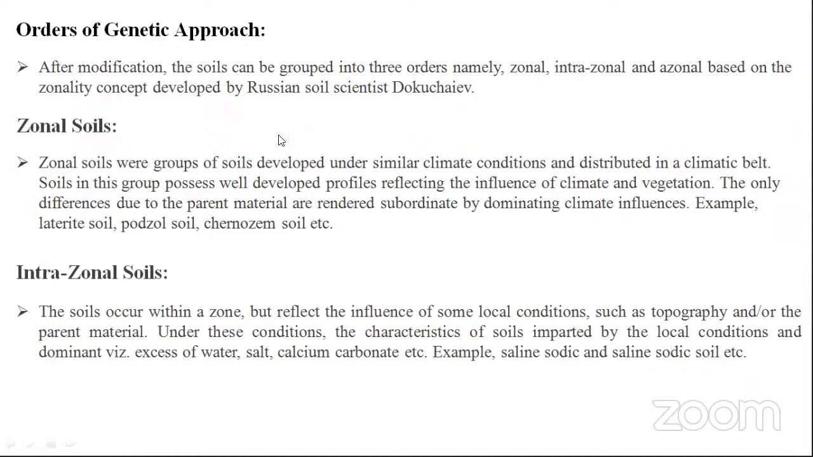He gave three orders. What are those? Zonal, intrazonal, azonal. This is called the Russian zonality concept. This zonality concept was later highly influenced by many researchers like Baldwin, especially Marbut. All these people had a complete influence. So in zonal soils, we can see complete soils. There is a high influence of parent material, climate and vegetation. Soils were well developed in zonal soils.